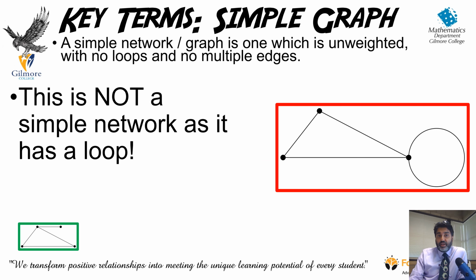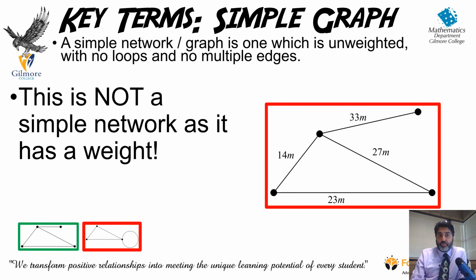The graph here is not a simple network as it has a loop, and the loop's right over here. This is not a simple network as it has a weight. It's pretty much the same network as this one here, except now it has a weight to it. So all of these measurements mean it's not classified as a simple network.